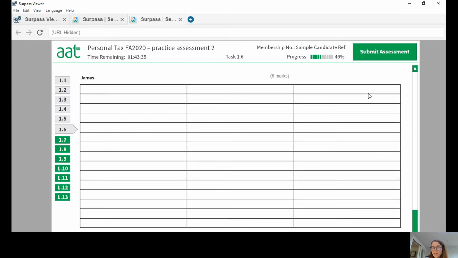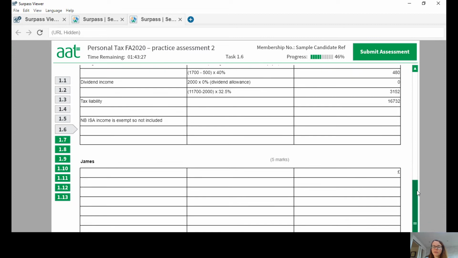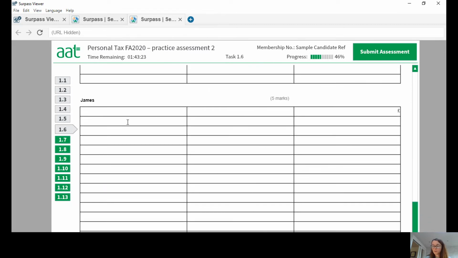Right, so then for James, we're going to do pretty much the same. Out of interest, was the split of marks the same? Oh, Jonas is 7 marks and this one's 5. So it's even easier. Woo. Right, so we've got employment income, 14,000. We've got pension income, 8,500. We've got bank and building society interest, which is 550 plus 1,200.